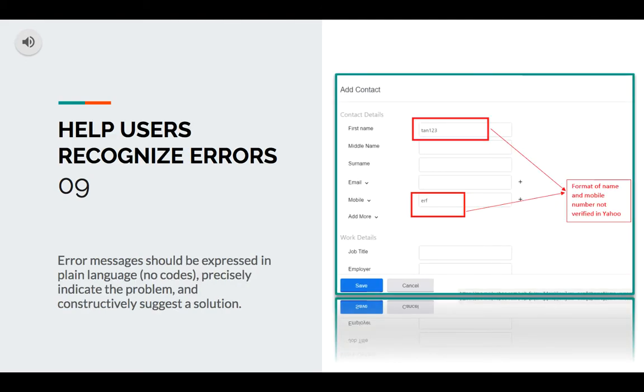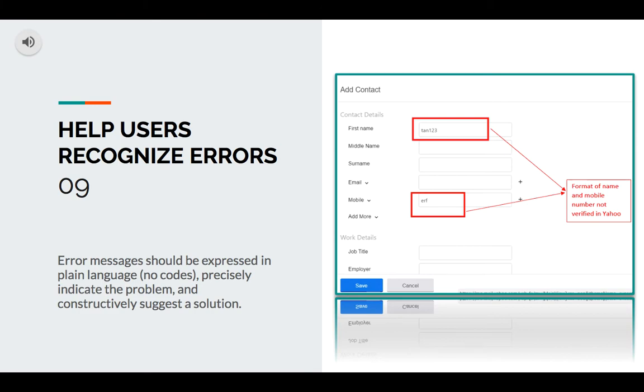The next heuristic that we'll be evaluating is heuristic number 9, which helps users recognize an error. Oftentimes, users will encounter errors, and when an error message shows up, it should be expressed in plain language with no code. It should also indicate the problem and constructively suggest a solution.